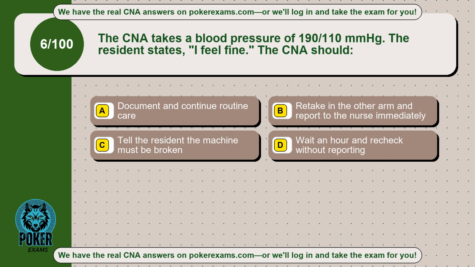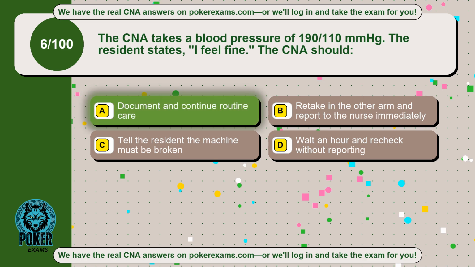Question 6. The CNA takes a blood pressure of 190/110 mmHg. The resident states, "I feel fine." The CNA should: Option A. Document and continue routine care. Option B. Retake in the other arm and report to the nurse immediately. Option C. Tell the resident the machine must be broken. Option D. Wait an hour and recheck without reporting.